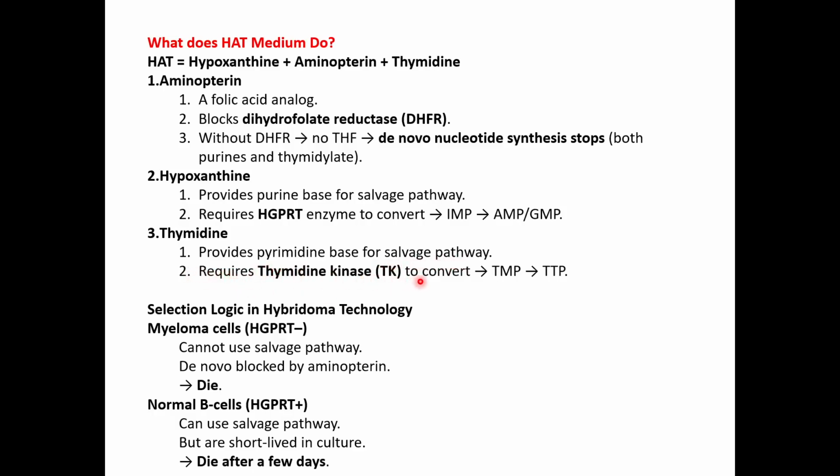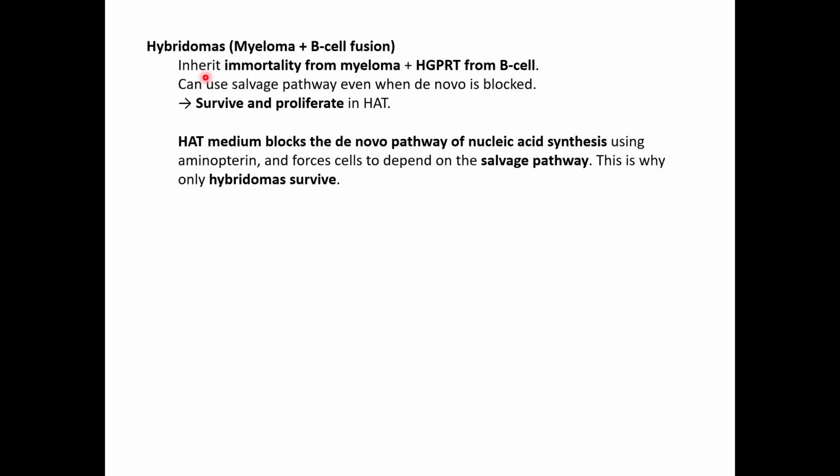It requires thymidine kinase to convert TMP to TTP. Then, this we have already discussed, that myeloma cells cannot use the salvage pathway. De novo is blocked and they die. The normal B cells can use the salvage pathway but are short-lived, and also die after a few days. Hybridomas only survive because they have inherited immortality from myeloma and HPRT from B cells.